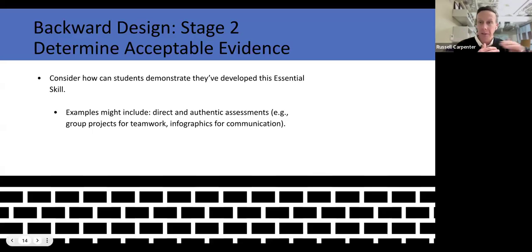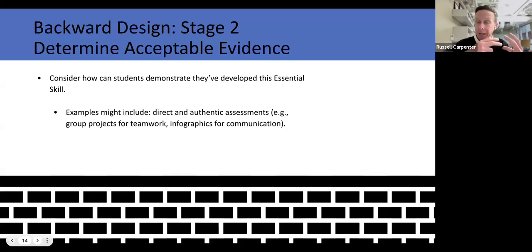And ideally, we're moving beyond the surface level, right? Beyond memorizing the definition of an essential skill, but building on that and showing that they have not only learned the essential skill, but they have learned it deeply. And if they have learned that essential skill deeply, they are able to transfer what they have learned to other courses, maybe other assignments within the course.